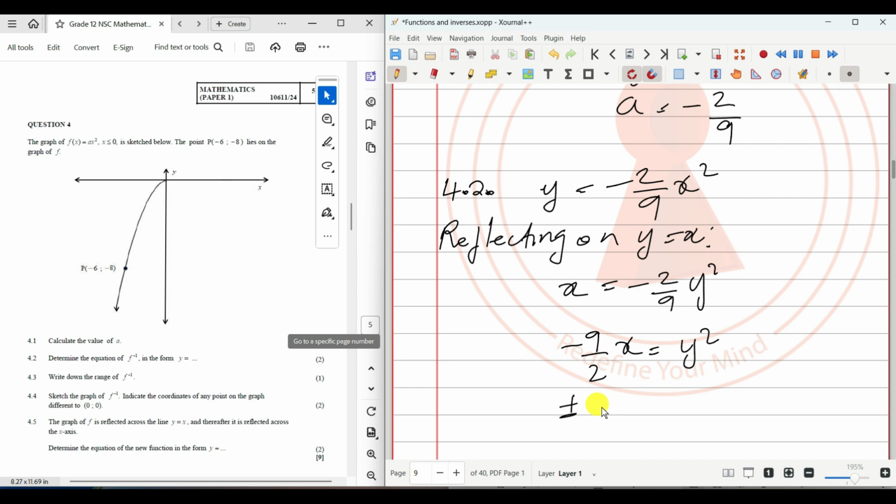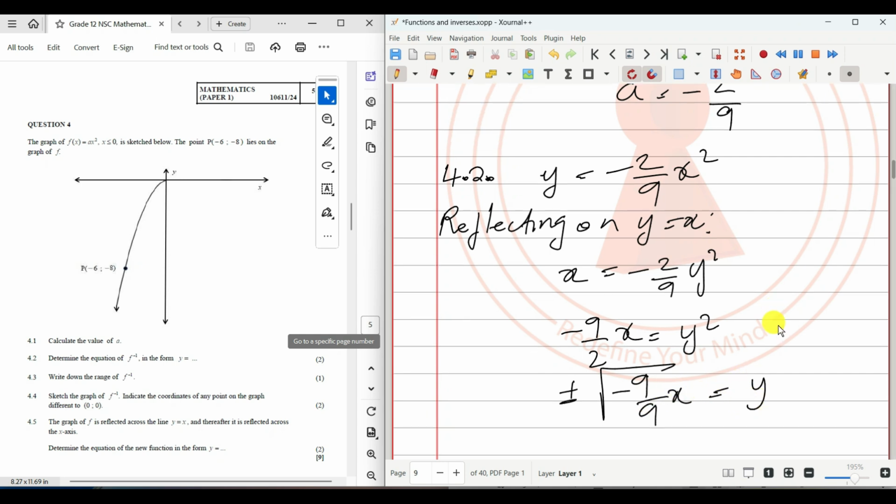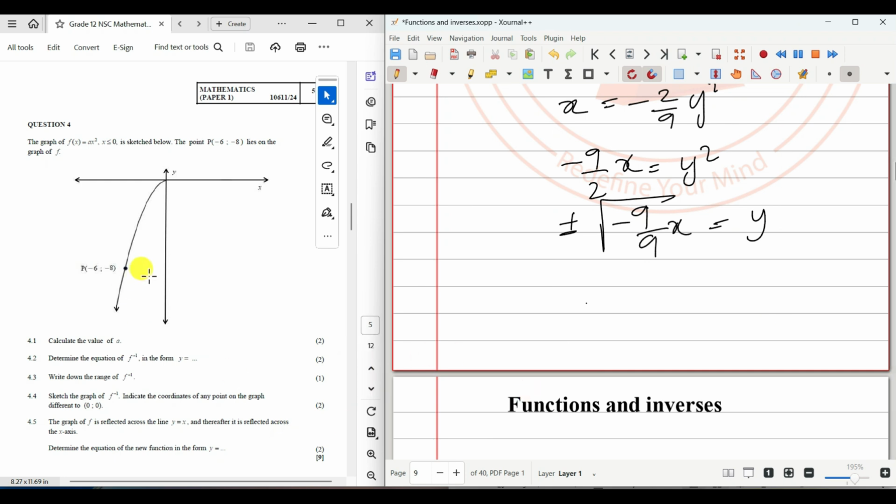Of course this will be plus or minus, but be careful. Plus or minus the square root of negative 9 over 2 x equals y. But it doesn't end there. Remember, what was y becomes x, what was x becomes y. So then I must say y equals negative square root of negative 9 over 2 x.